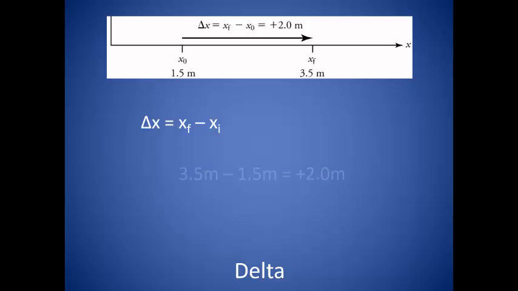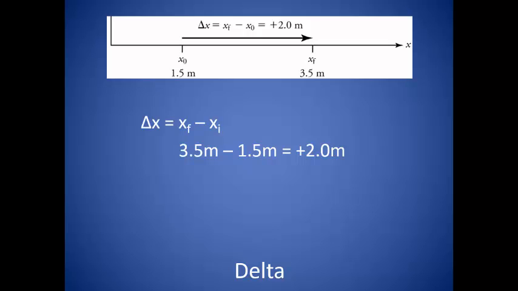So in our example, our professor starts 1.5 meters from the edge of the whiteboard and moves to a position 3.5 meters from the edge of the whiteboard. Her change in position then is 3.5 meters minus 1.5 meters, or positive 2 meters. That positive is important because that tells us what direction she's moving. Since we have defined positive as to the right in this situation, if we say that she has moved a positive 2 meters, that means that she has moved 2 meters to the right.